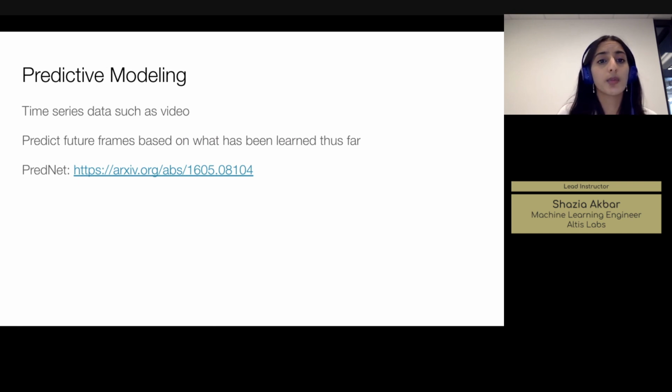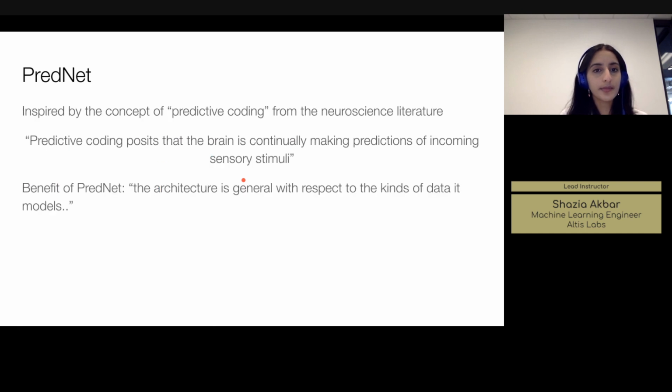One such network, which I'm going to focus on today, is called PredNet, and the link is also provided here. PredNet is inspired by the concept of predictive coding, which I did look up. Predictive coding is from the neuroscience literature, and the idea is that the brain is continually making predictions as it receives information from lots of different sensory inputs. That's really the idea of PredNet as well: to update the predictions it's making as it sees more information.